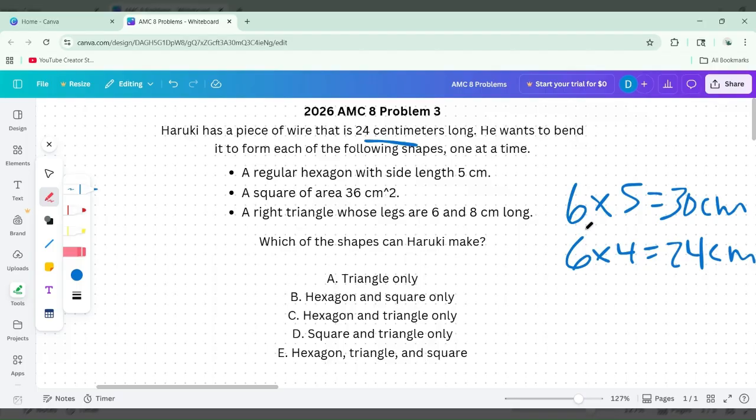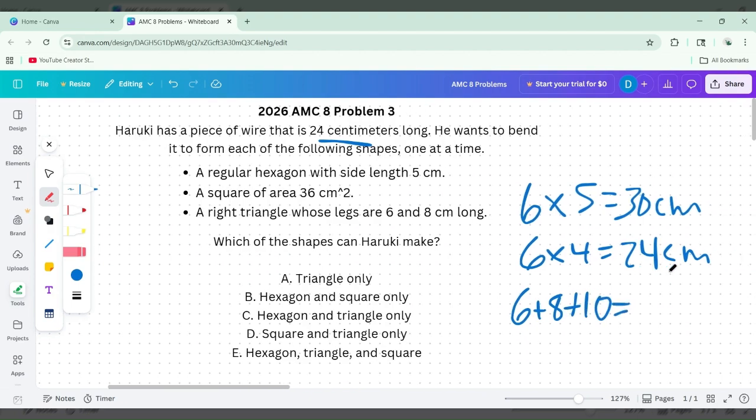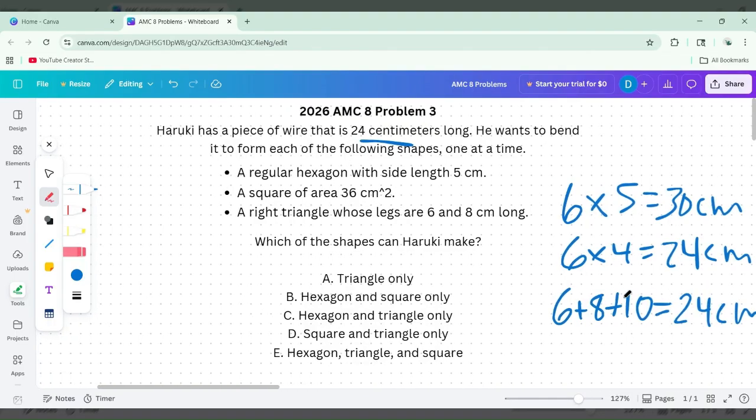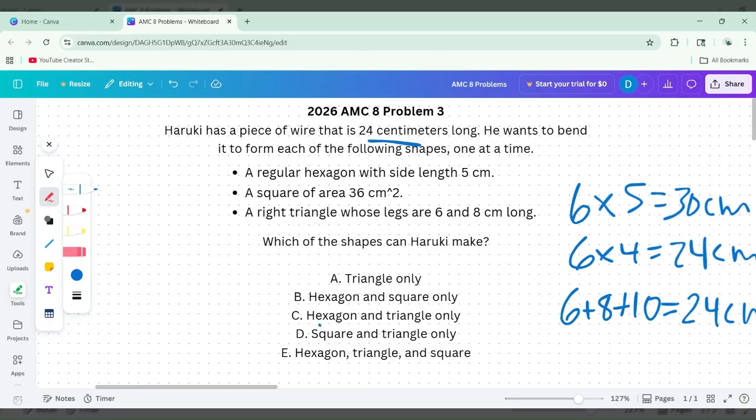Right triangle whose legs are 6 and 8, so that means 6 plus 8, that's part of the perimeter. Now we need to find the hypotenuse. The hypotenuse is 10, it's 6, 8, 10, and we have 24 centimeters as the necessary length of the wire, and he does have that as well. So he can make the square and the right triangle. So the answer would be D.